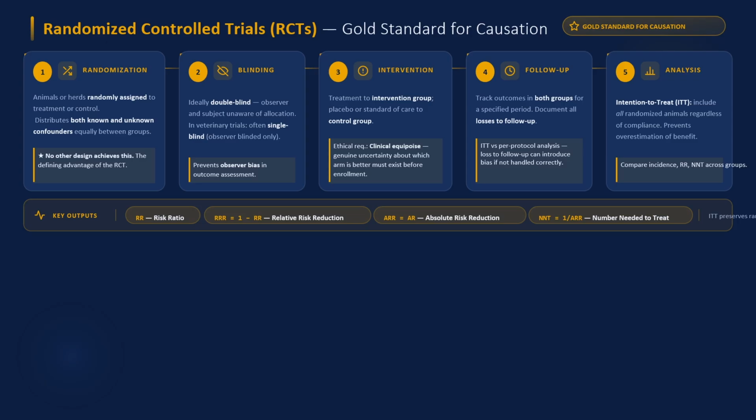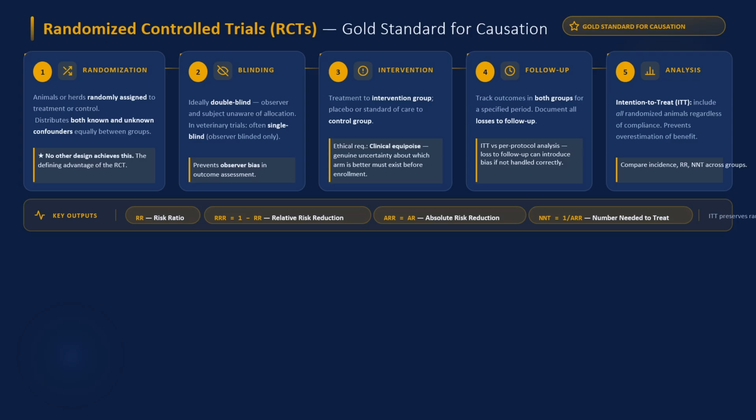Five components. First, randomization. Animals or herds are assigned by chance to treatment or control. This distributes both known and unknown confounders equally. No other design does this, and that's the defining advantage. Second, blinding, ideally double blind, though in veterinary trials we're often limited to single blind with the observer blinded. Blinding prevents observer bias in outcome assessment.